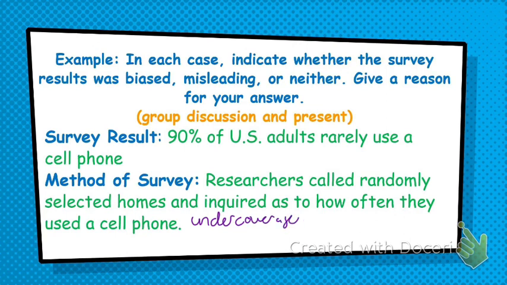Why would that be undercoverage? Because many people who rely on cell phones do not have home phones and would have been excluded from the survey. In other words, I don't have a home phone, so I would not be asked this question. This is probably a small group nowadays of people that still have home phones and landlines.